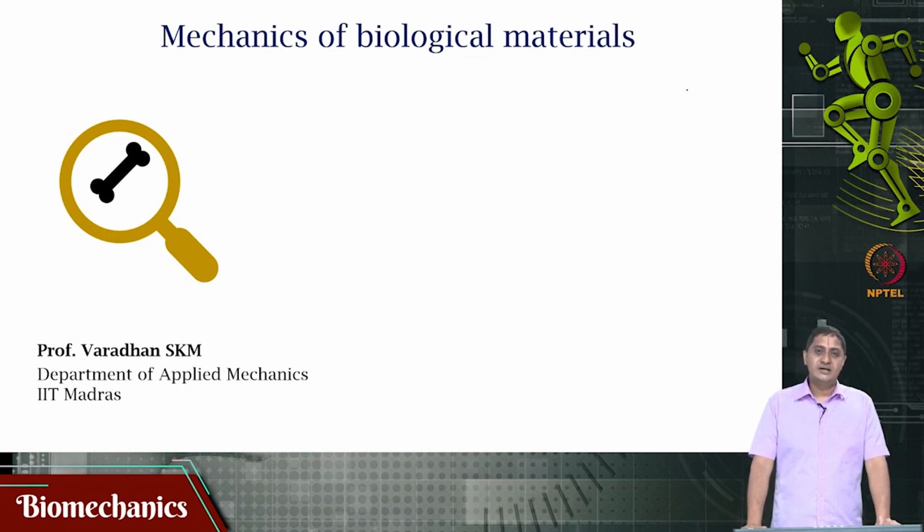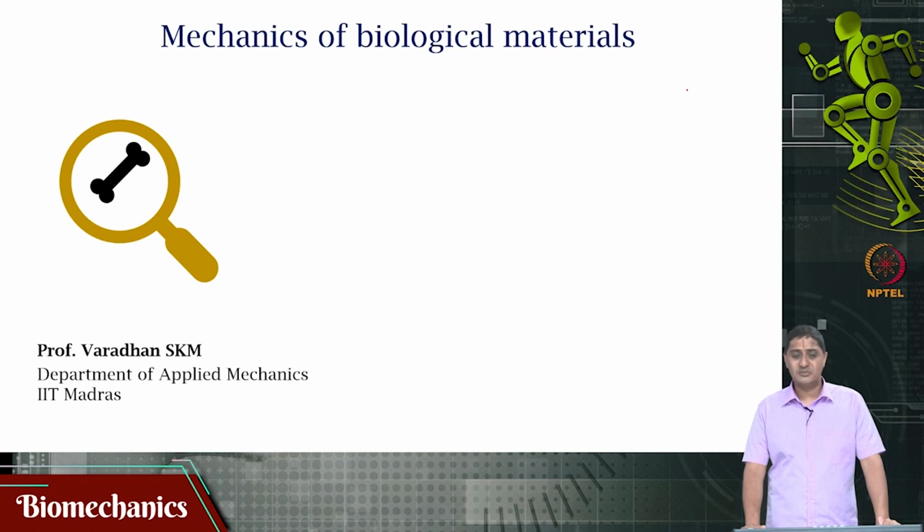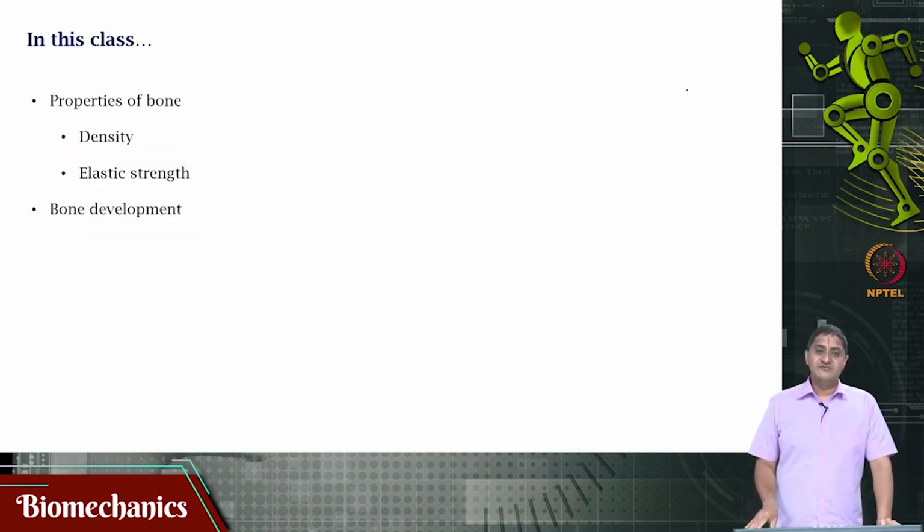We have been looking at mechanics of biological materials, specifically bones. First, we looked at the types of tissues and the classification of tissues based on material properties. Then we looked at bones, the microstructure of bone, the types of bone, and the types of cells within the bone. In this video, we will be looking at the mechanical properties of bones.